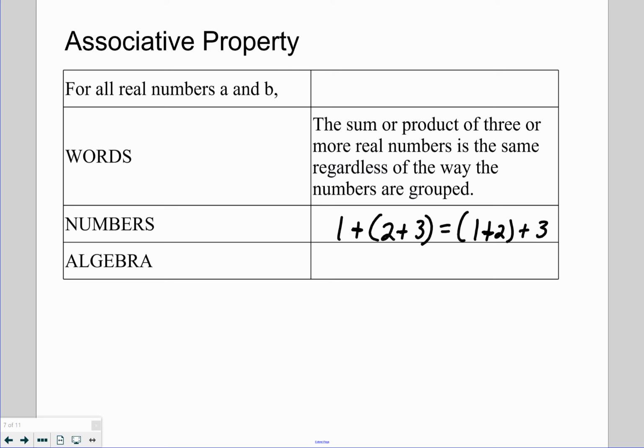Algebraically, let's use A, B, and C, but with multiplication. A times B, times C equals A, times B times C. Questions on the associative property? We got one more property. One more. Here we go.